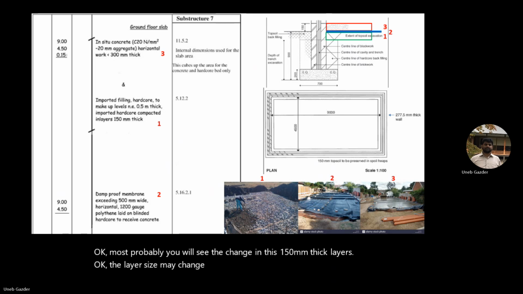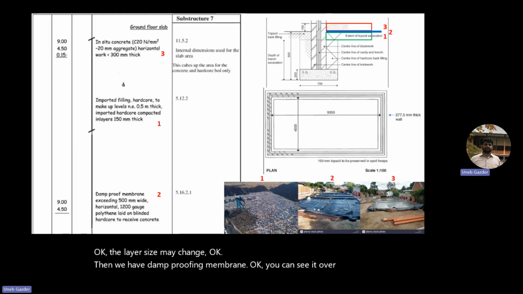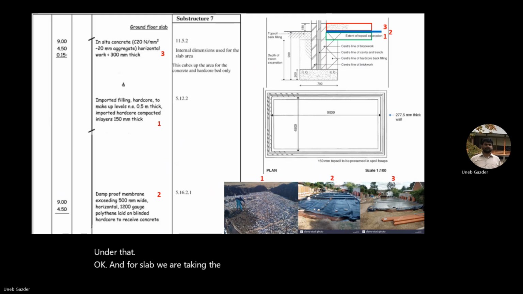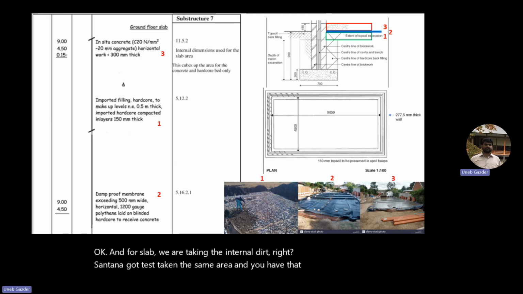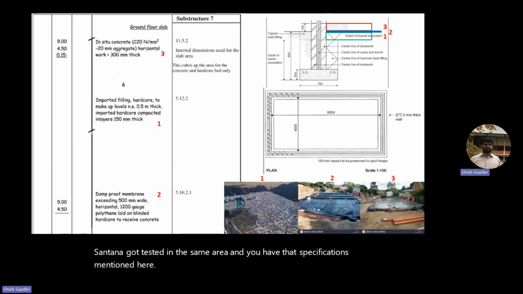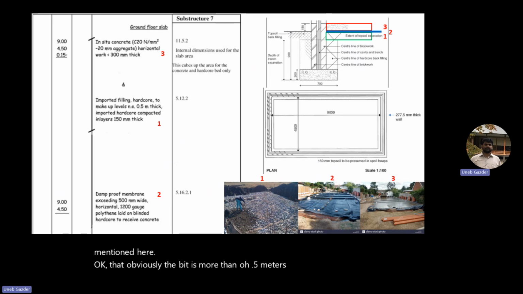Then we have damp proofing membrane. You can see it over here. It's like a sheet, under the slab. And for the slab we are taking the internal girth, right? So internal girth is taken, the same area, and you have the specifications mentioned here. Obviously the width is more than 0.5 meters, and this is the material and the thickness and so on. Clear or not? Any questions?